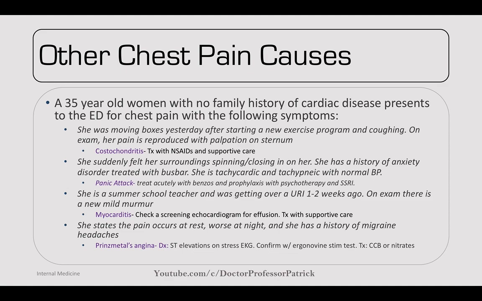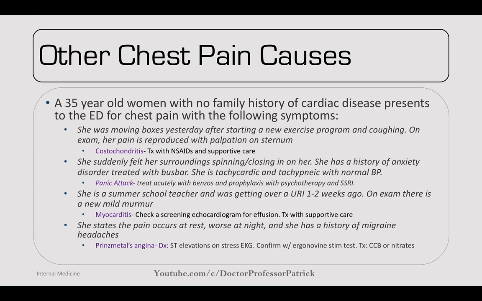So other causes of chest pain. So we've got a young woman who presents with no family history of cardiac disease, and she's got chest pain with the following symptoms. So usually you're not going to find an acute coronary syndrome cause of chest pain in somebody less than, say, 45-ish. So what would happen if she was moving boxes yesterday and she started a new exercise program at Orange Theory and she's had a cough? So on exam, her pain is reproduced with palpation on the sternum. So this is costochondritis. We're going to want to treat this with NSAIDs and supportive care.